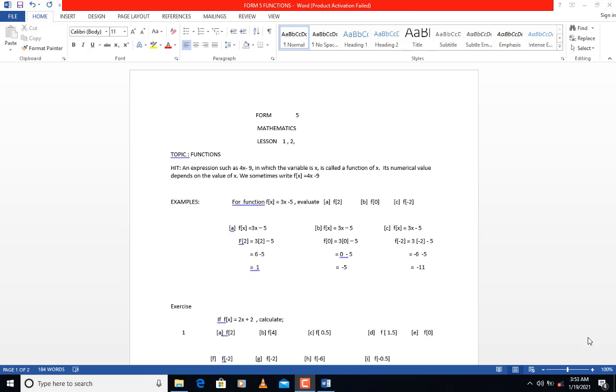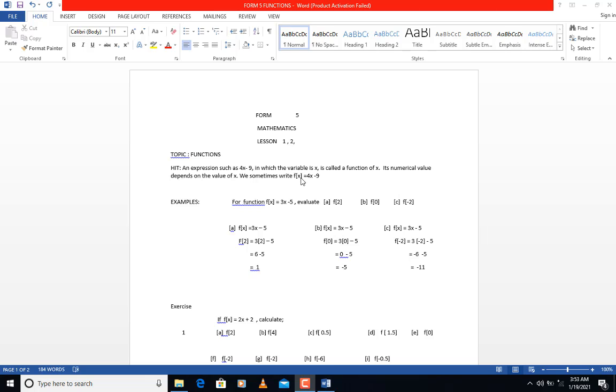So functions, what is a function? Let me quickly explain what a function is. A function is an expression such as 4x minus 9, in which the variable is x, is called a function of x. Its numerical value depends on the value of x. We sometimes write f of x is equal to 4x minus 9. This is how the notation of functions can be written. There are many notations, but this is another notation for writing functions.